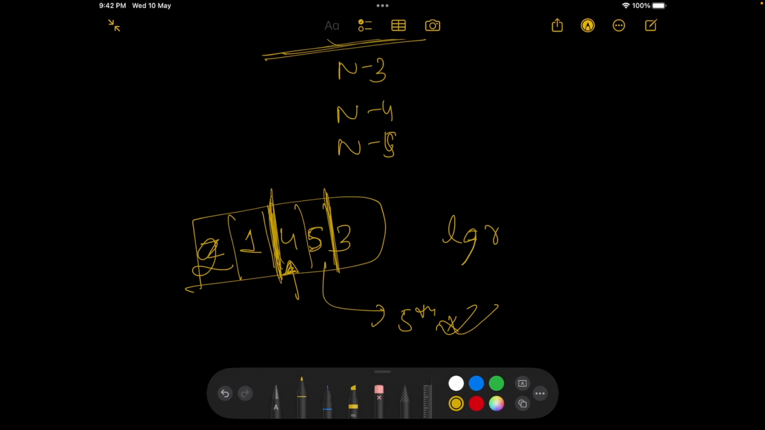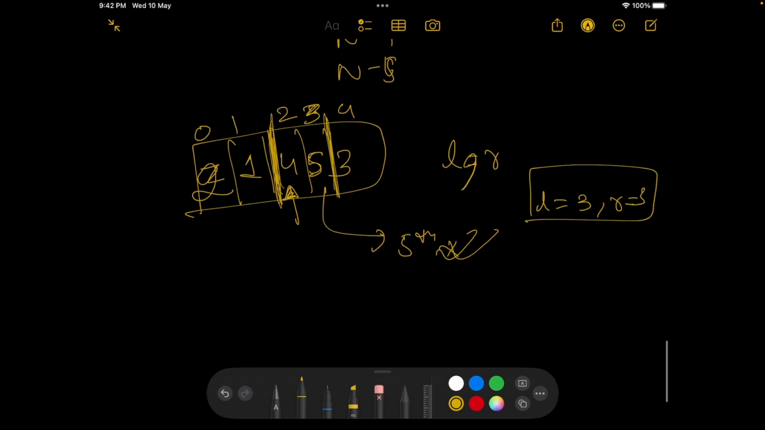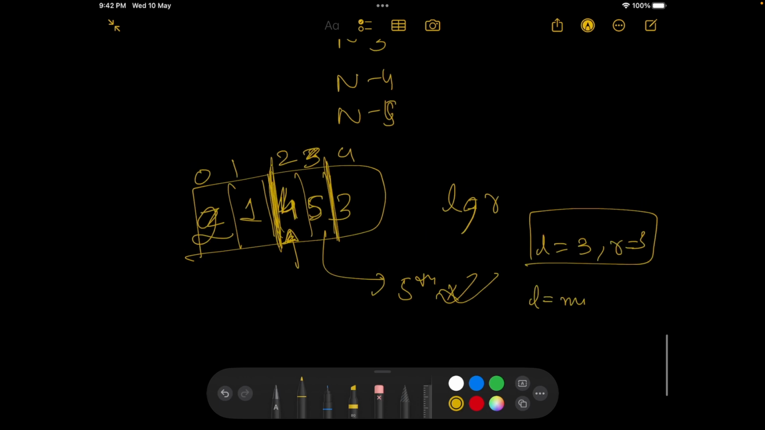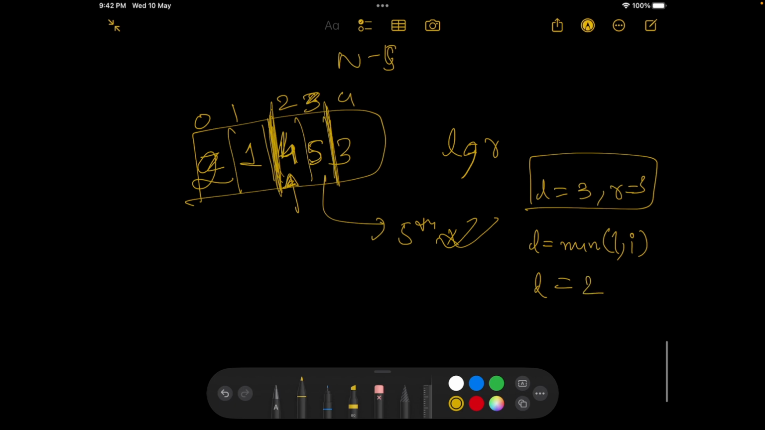So initially, if I give it indices 0, 1, 2, 3, 4, right? So initially my L is equal to 3 and my R is also equal to 3, right? Now as soon as I say that I'm going to include this 4, what would happen is I'll say L is equal to minimum of initial L, whatever I'm having, and the current index, right? Let's call it I. So now L would become 2 and R is equal to max of R comma I. So R would remain 3.